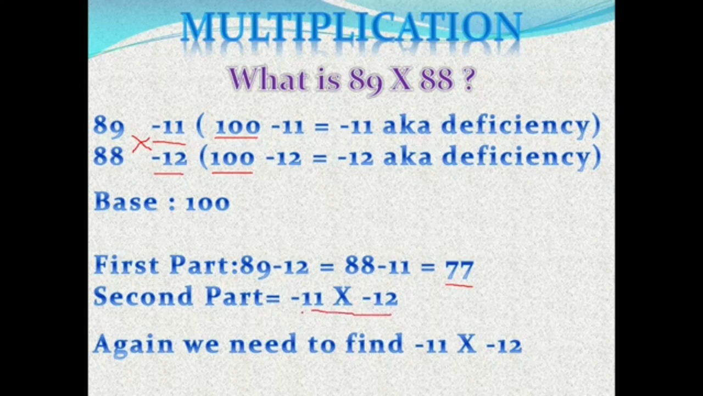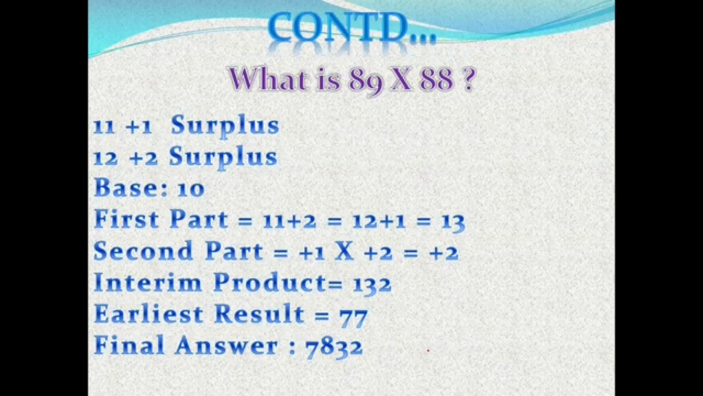This I can again do with Vedic math, or the same technique can be used here. Why? Because it is not a single digit to calculate directly; they have multiple digits. So go for the same technique we used for the earlier ones. Minus 11 and minus 12 are near to 10, so the base value is 10, and they are surplus values, so +1 and +2, and it is very simple.